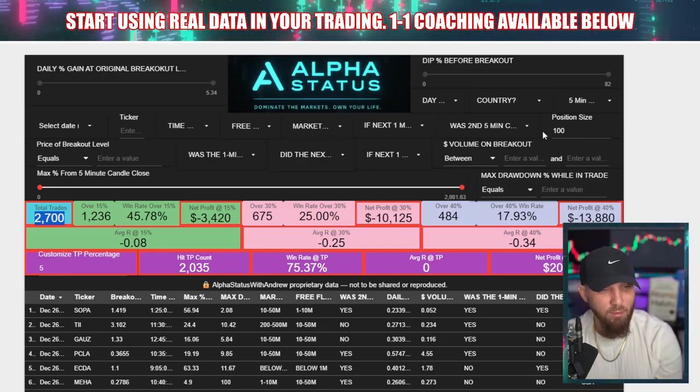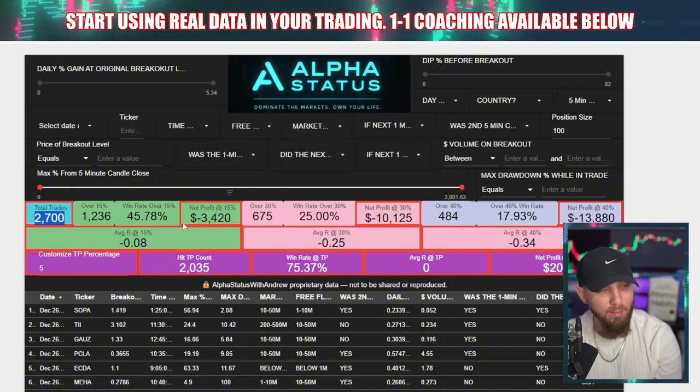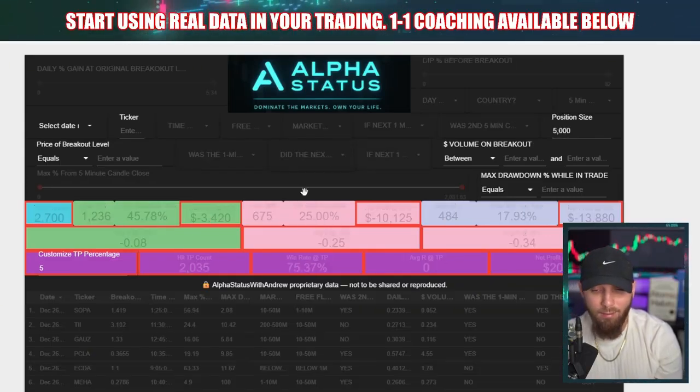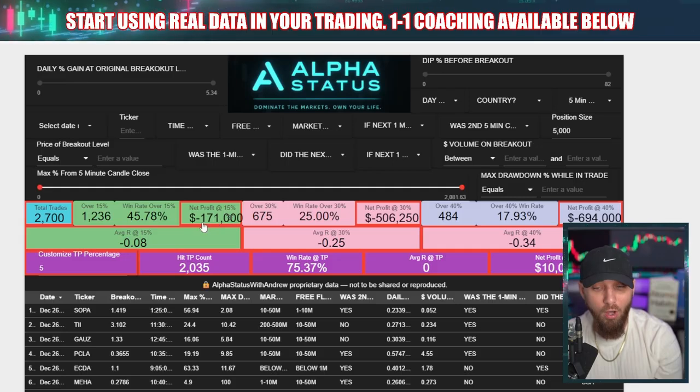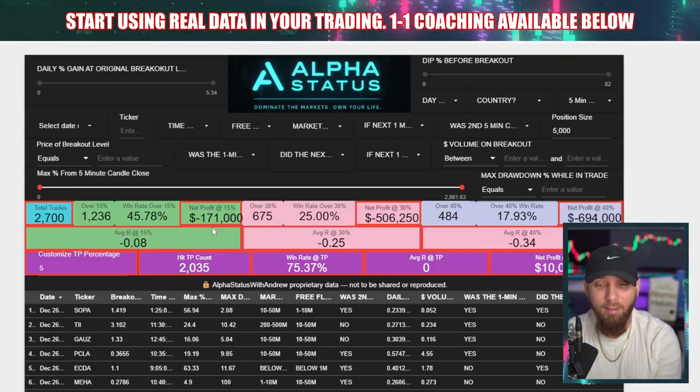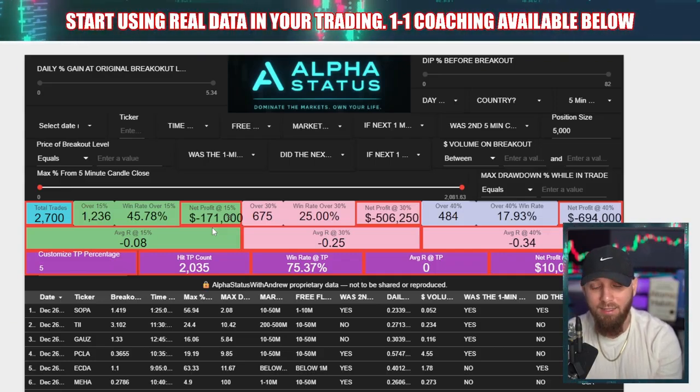So if you took every single trade with $100, which obviously you're going to miss out on some of those, but if you did, you'd be down $3,420. And for those of you that have a larger portfolio, man, you'd be down over $171,000 if you took every single one of these trades with a $5,000 position size. So it's probably in your best interest to not take those trades, right?